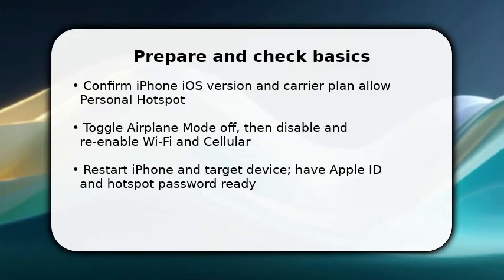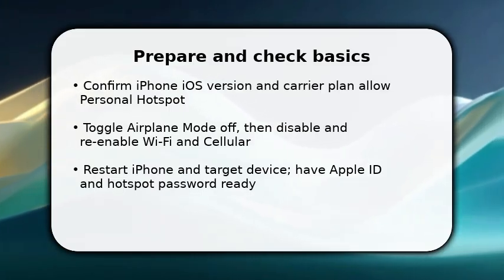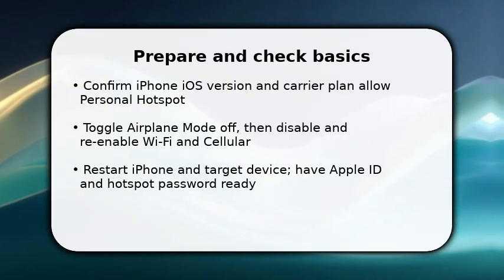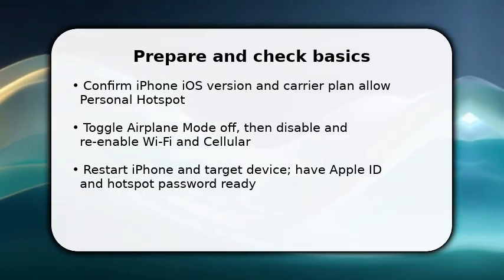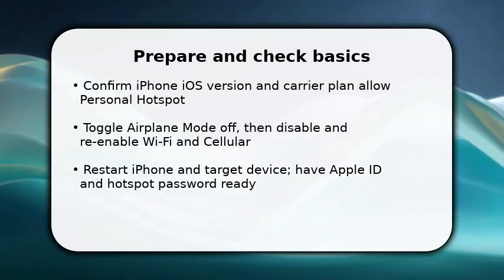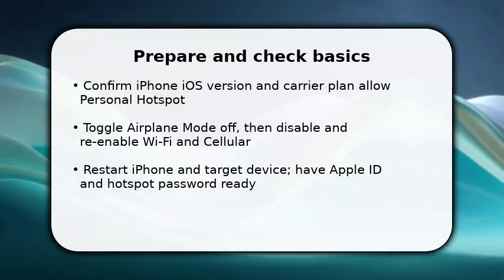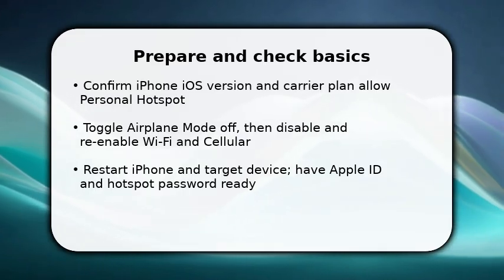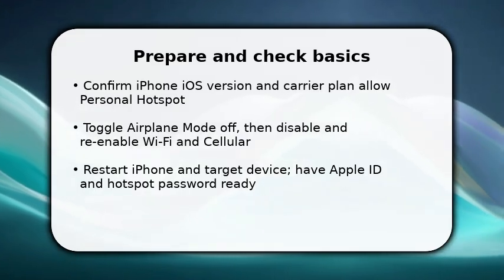You start by verifying prerequisites. Make sure your iPhone has the latest iOS and an active data plan that permits personal hotspot. Once done, check settings, open cellular and confirm mobile data is on, then open personal hotspot. You should toggle Wi-Fi and cellular briefly to reset connections and power cycle both devices to clear temporary faults.